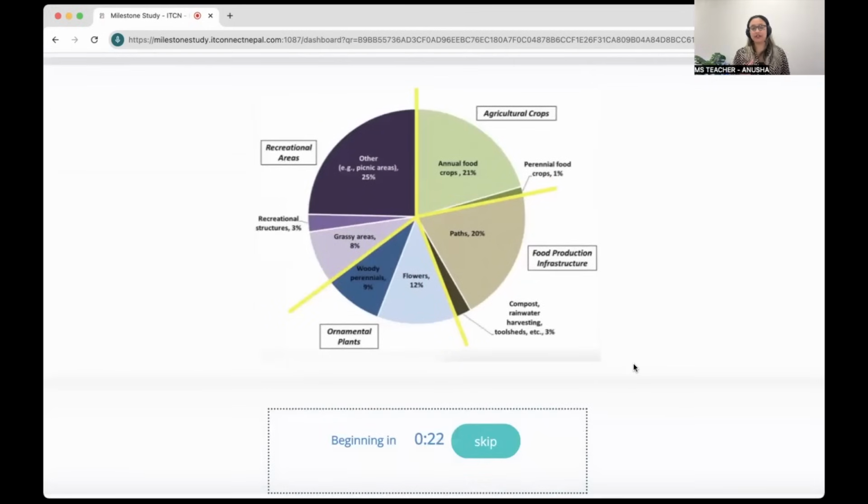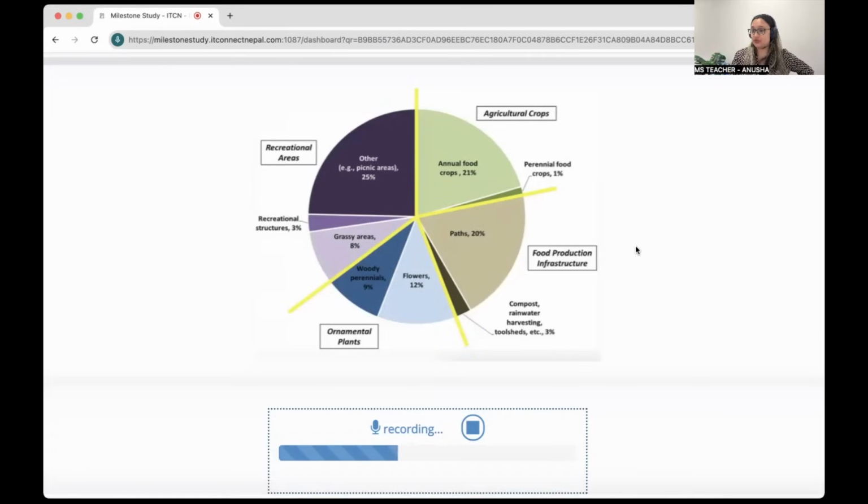Okay, now here you can see I've already got 25 seconds. So I'm going to think of the biggest pie, which is others. Others like picnic areas have got 25%. So this is about ornamental plants, recreational areas, agricultural crops, and food production infrastructure, okay? And the highest is here, and the lowest is perennial food crops, which is 1%, okay? At least this you have to say, and the rest you can just keep saying annual food is this much, paths is this much, grassy areas this much. You don't have to really understand the picture when it is a pie chart.